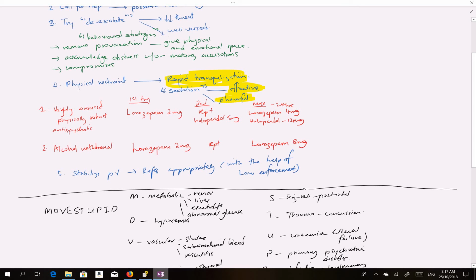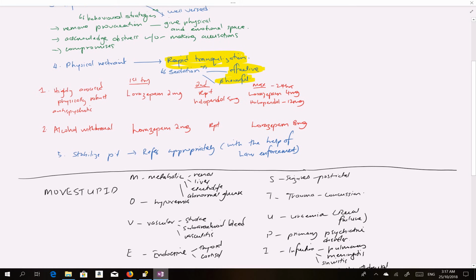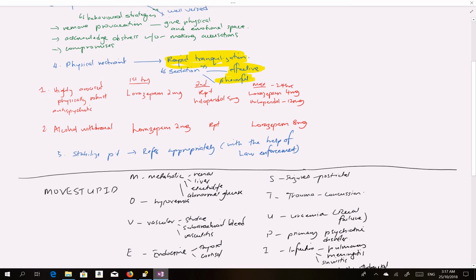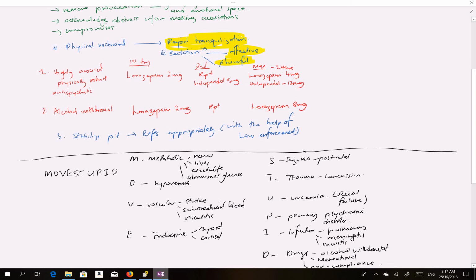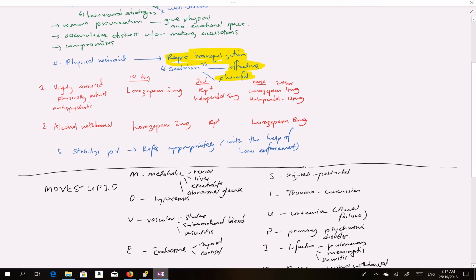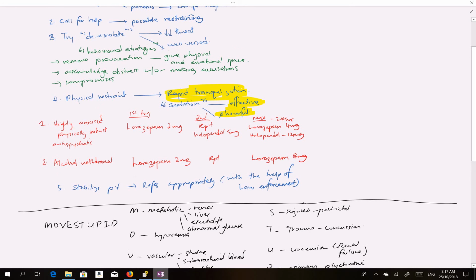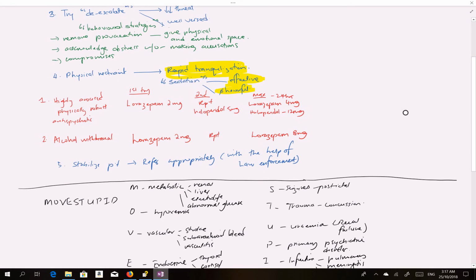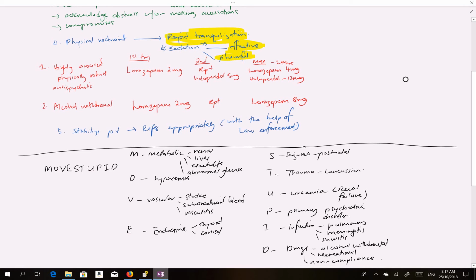Lastly, once you've sedated the patient, you want to stabilize the patient. Stabilizing the patient means to either hydrate the patient or see what actually caused the patient to become aggressive. So simply stabilize the patient and refer appropriately, and of course with the help of law enforcement. So this is how I would answer the question.